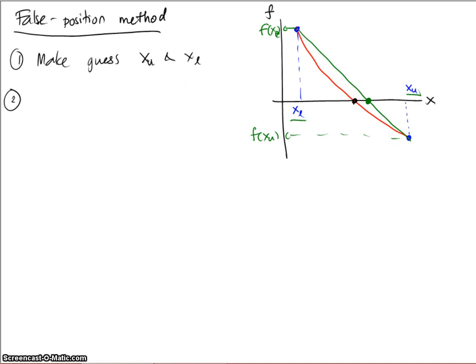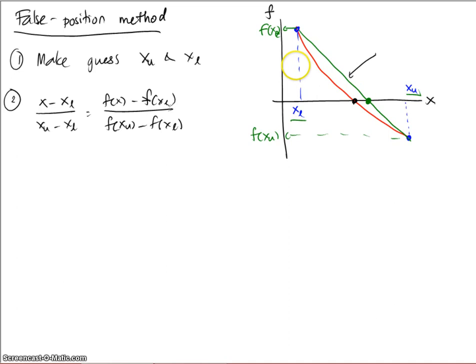So knowing XL and XU, you know the corresponding values of f. If you know these 4 values, it is easy to derive the equation for this green line over here. That equation can be written as (x minus xl) over (xu minus xl) equals (f(x) minus f(xl)) divided by (f(xu) minus f(xl)). Okay, so this is the equation for this green straight line.